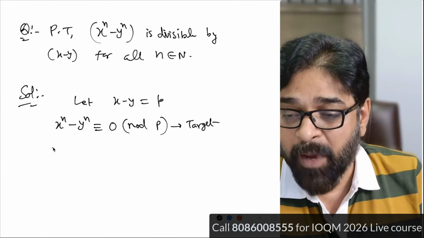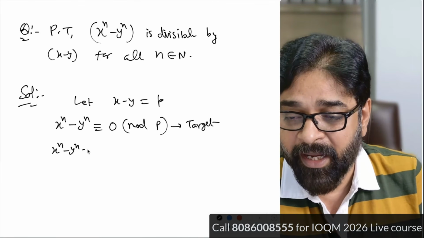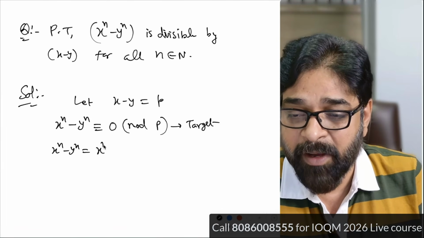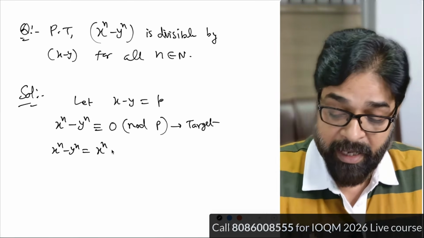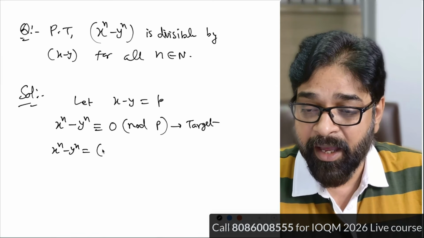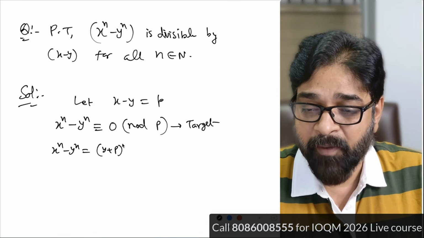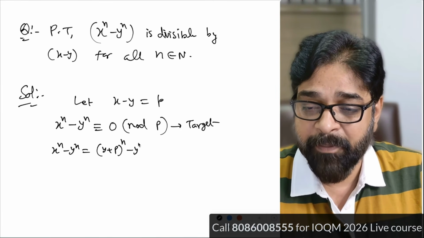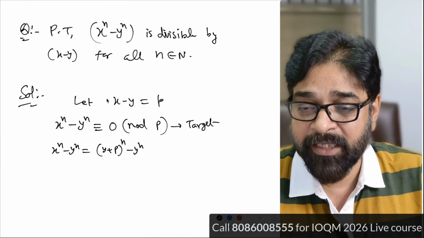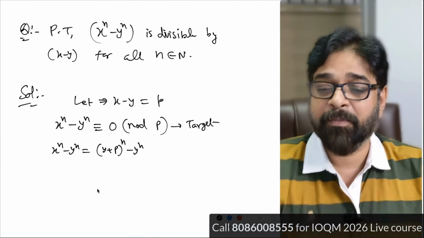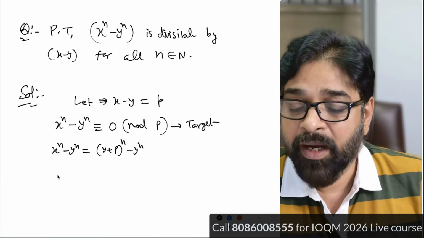So x power n minus y power n, can I write it as x power n, x value what can I write? y plus p. So (y plus p) power n minus y power n. Why so? Because from here we can calculate the x value. x value will be y plus p. Yes or no? Now let's start.